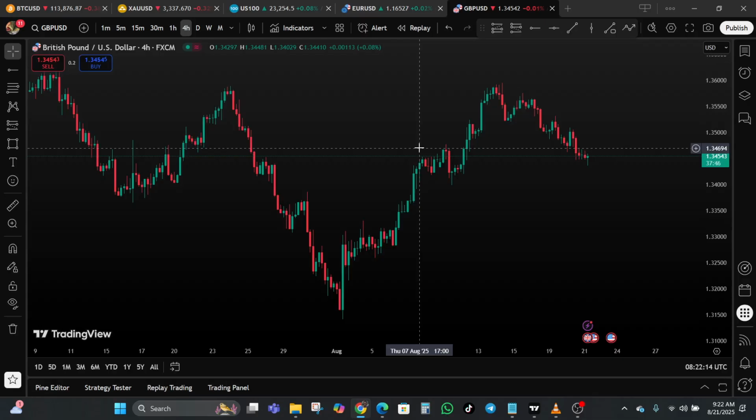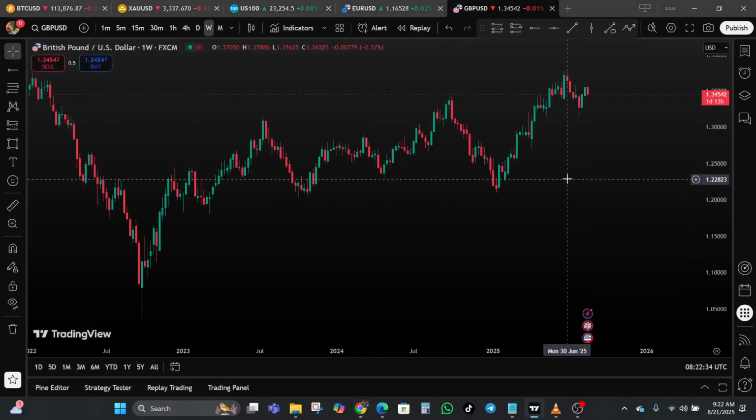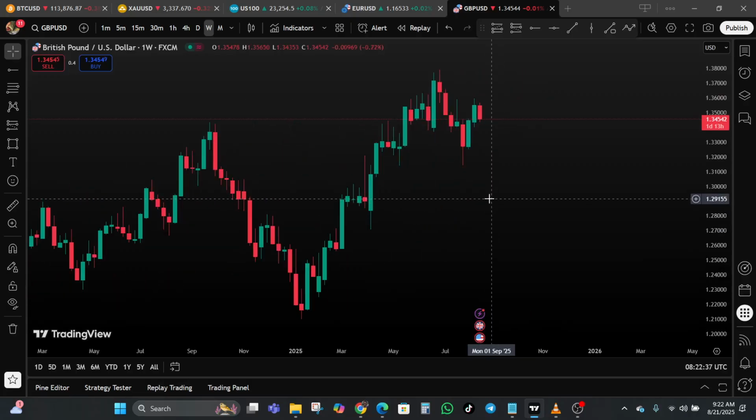Both of these concepts are centered around price imbalances that form at the beginning of a new trading session, whether that is the start of the week or the start of the day. So what exactly do they mean? A new week opening gap forms when the price at the start of a new week opens above or below the previous week's closing price, creating a visible gap on the chart.